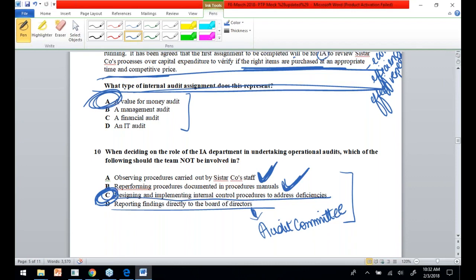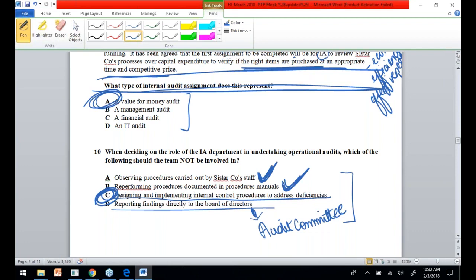Remember, it is our job as auditors, internal or external, to report on deficiencies, provide recommendations, but designing and implementing internal control procedures is not our job. This will always be the management's job. I want you guys to write this down in your notes. Auditors, any kind of auditors, internal or external, are not required to design and implement internal control procedures.